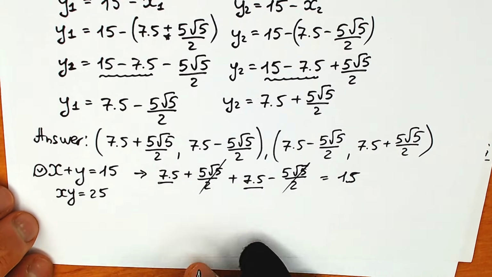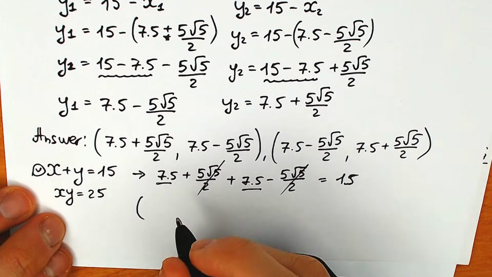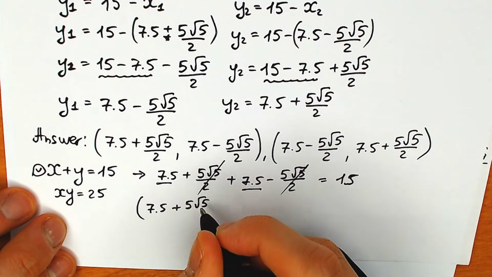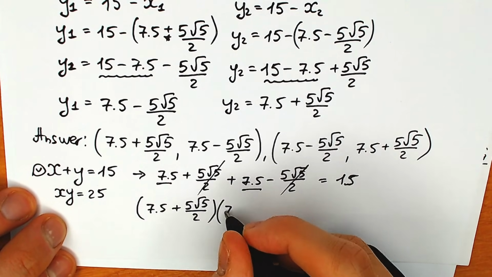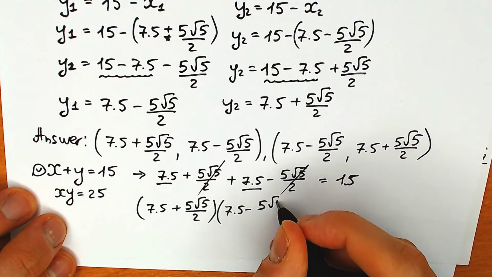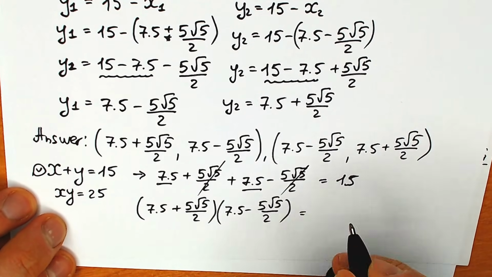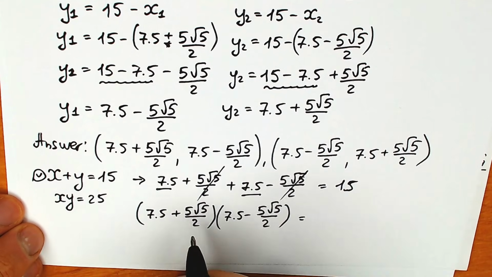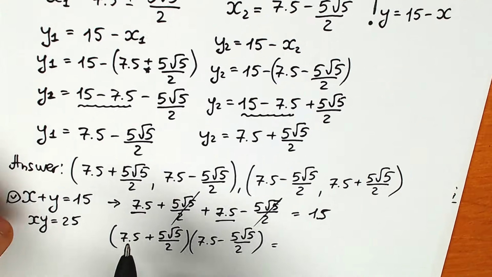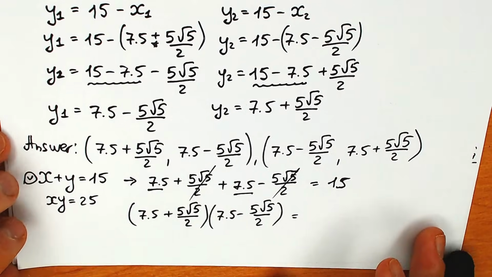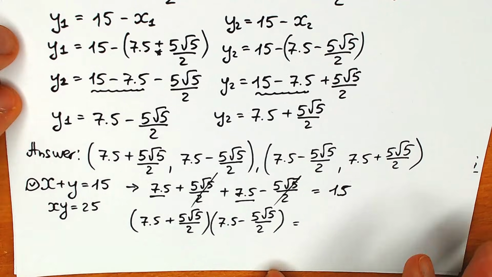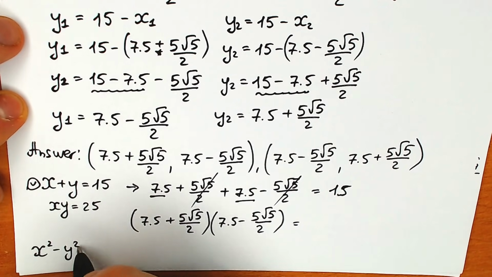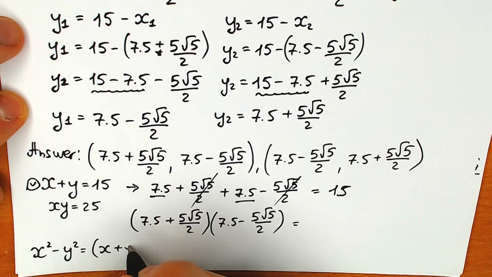And in the end, let's check our multiplication. So we have absolutely the same thing, but with parentheses. So 7.5 plus 5 square root of 5 over 2, and we multiply it by 7.5 minus 5 square root of 5 over 2 equal to, and right now I'm going to say one really important and tricky moment, because a lot of students might be multiplying parentheses by parentheses, but I really hope you remember these things from school, which is called the difference of squares. This is a well-known formula. So we have x squared minus y squared equal to x plus y times x minus y.